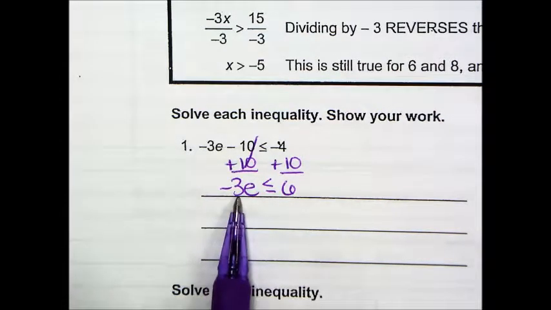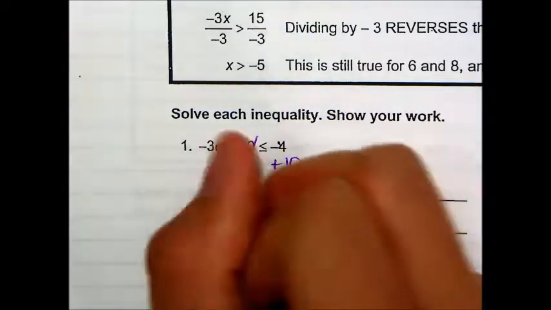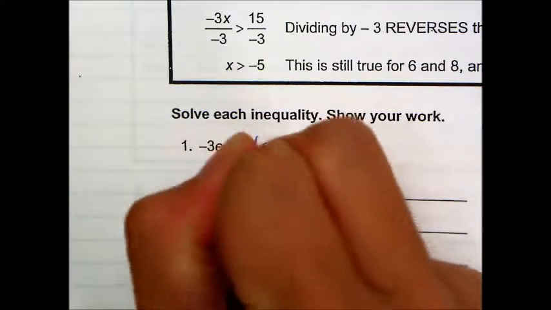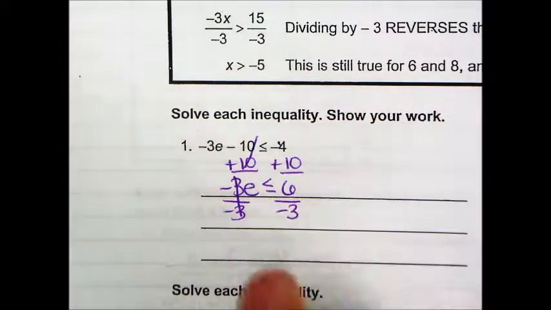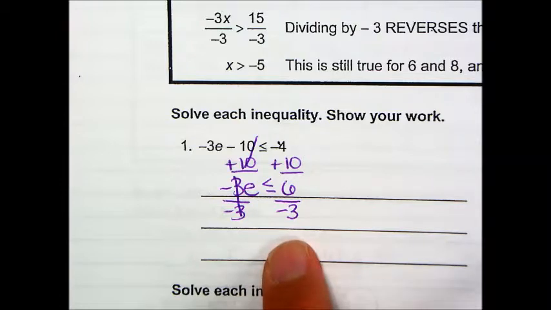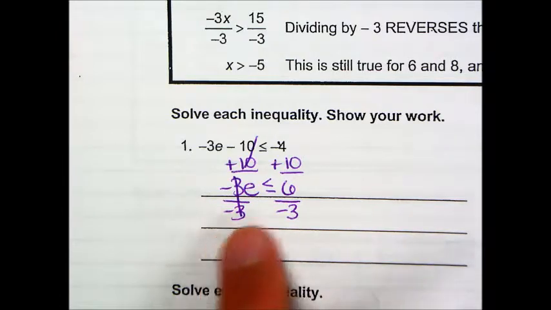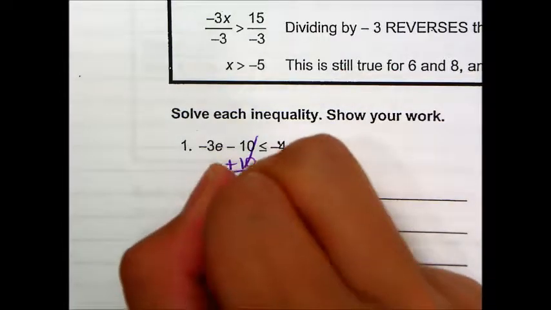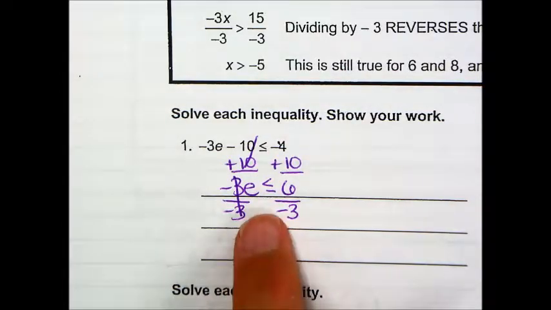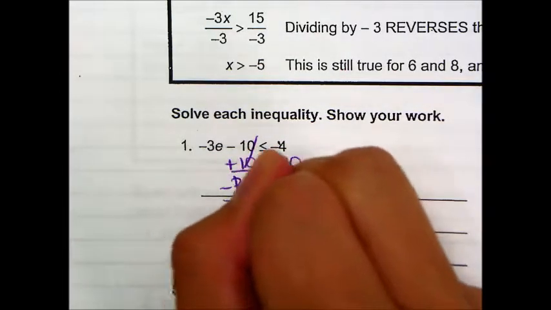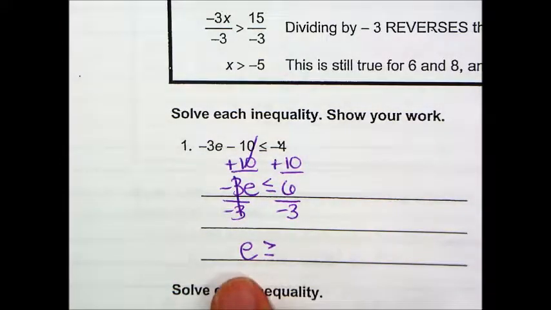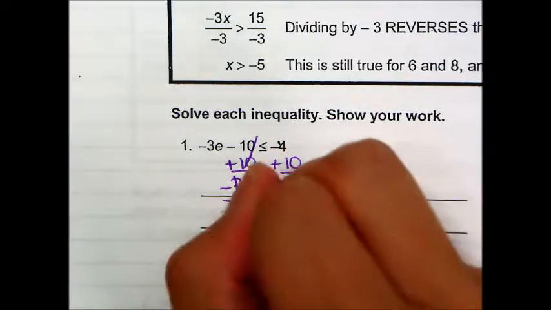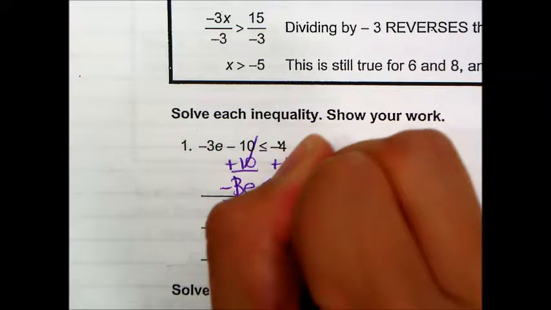And then to get e by itself, we would need to divide by negative 3 on both sides. So this is that rule that I had highlighted up at the top. If we're going to divide both sides of an inequality by a negative number, it's going to cause us to leave the e, reverse the direction of this inequality sign so it says greater than or equal to, and then we would divide and get negative 2.